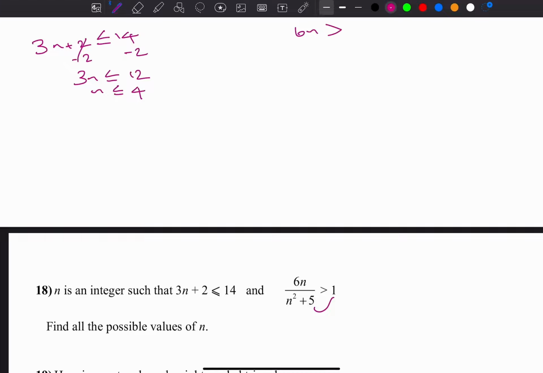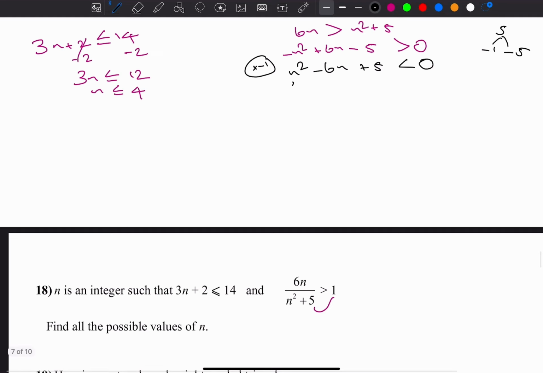This one you multiply it. 6n is greater than, times by that, n squared plus 5. Bring it here: minus n squared plus 6n minus 5 is greater than 0, but you can't deal with the negative. Multiply by minus 1: n squared minus 6n plus 5. But when you multiply by a negative, the inequality switches that way. Factors of 5 that make minus 6: minus 1 and minus 5. n minus 1, n minus 5. n is 1 or n is 5.